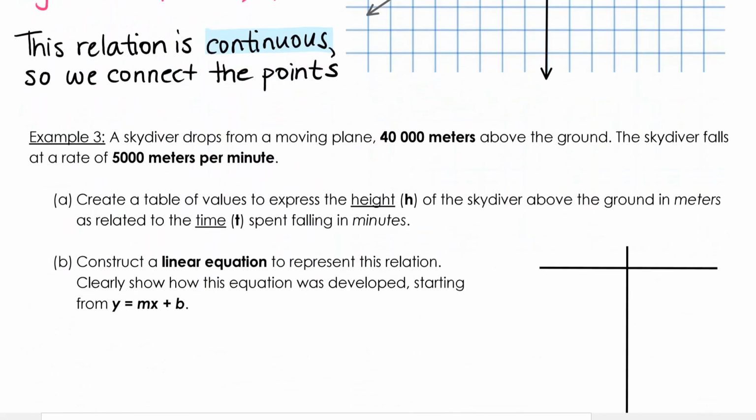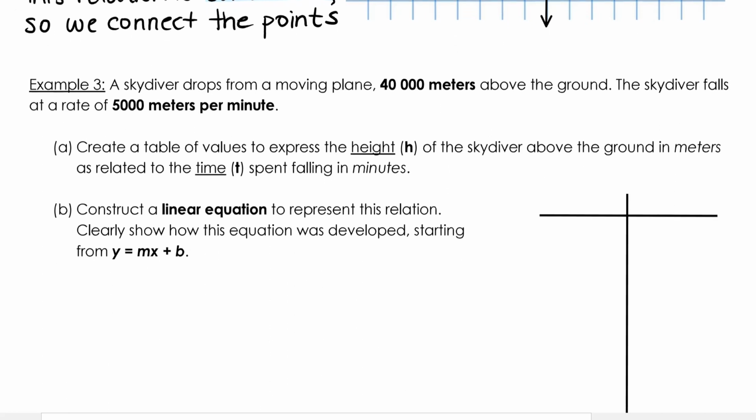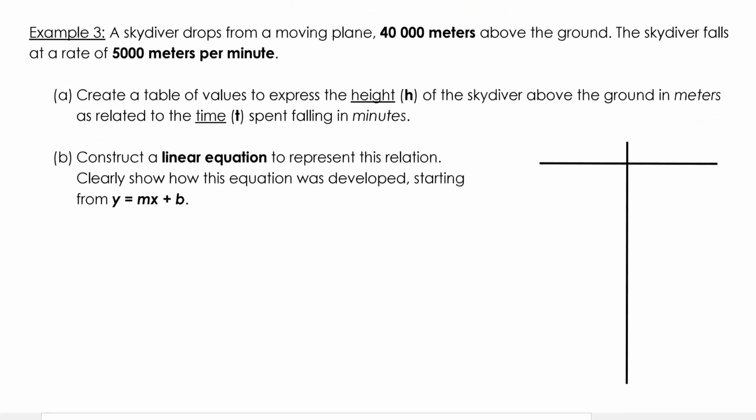In example 3, we have a skydiver dropping from a moving plane 40,000 meters above the ground. The skydiver falls at a rate of 5,000 meters per minute. Please try this example on your own, pausing the video here while you do it.